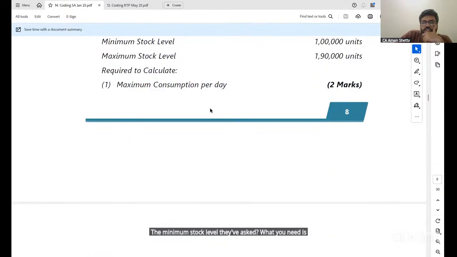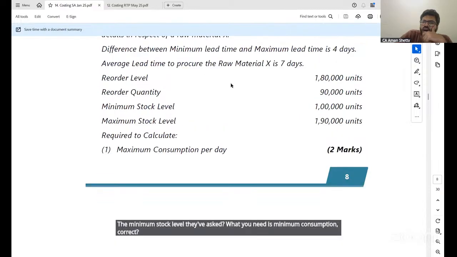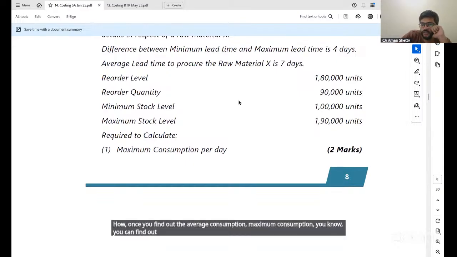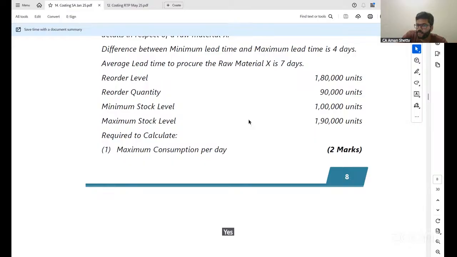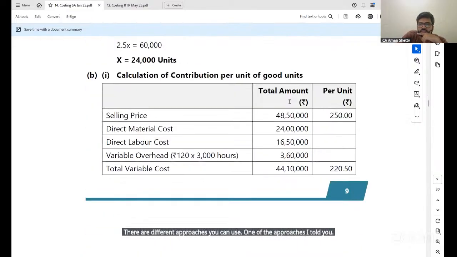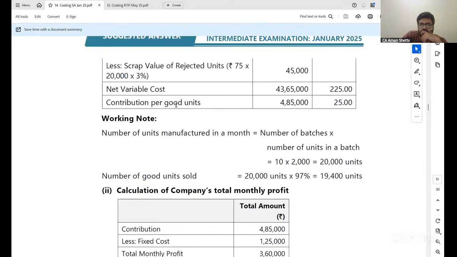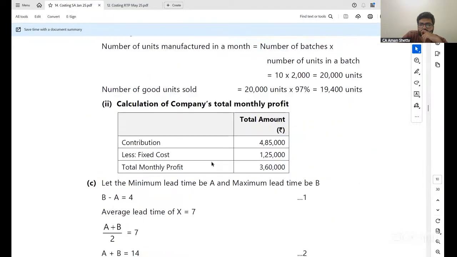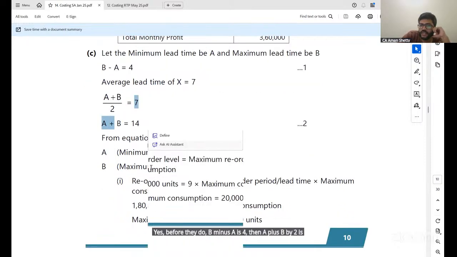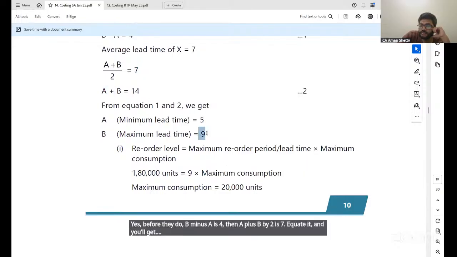minimum consumption, correct? Once you find out the average consumption and maximum consumption, you can find out minimum consumption. There are different approaches you can use. One of the approaches I told you: B minus A is 4, then A plus B by 2 is 7. Equate it and you'll get the minimum and maximum lead time.